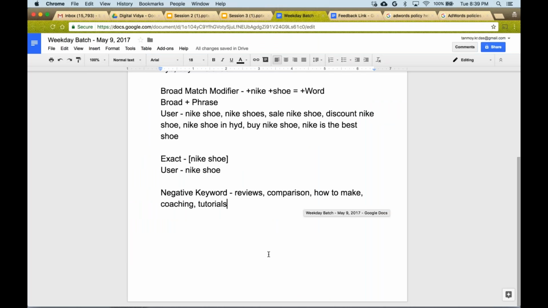Ruchira, negative keywords are blocking ads. They are not blocking keywords. They're specifically blocking the ads from showing for particular keywords.